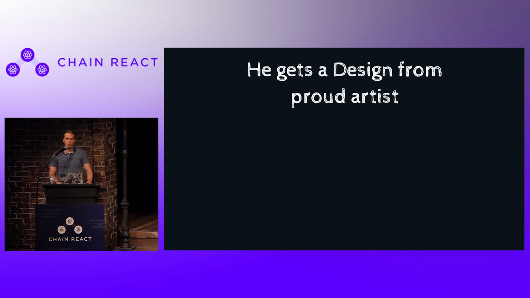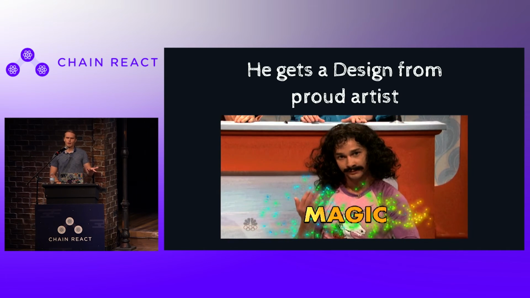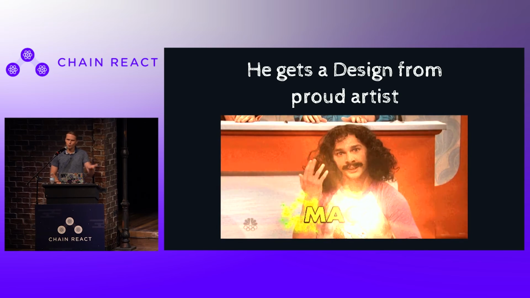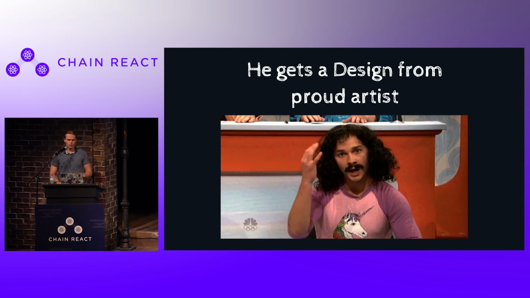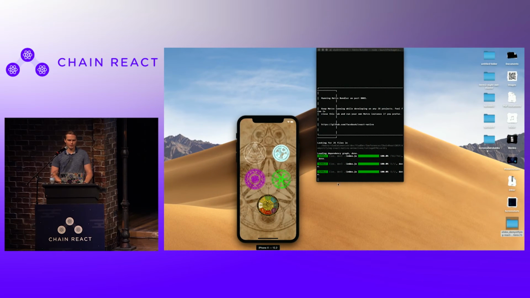So he gets a design from a proud artist, and he looks at the design and is like, how did you do that? It's magic, but Merlin is a mage, right? He's supposed to create this design, so how does he even start? And he gets something like this. So he has a bunch of magic glyphs that are not loading, but for that I have the actual app.